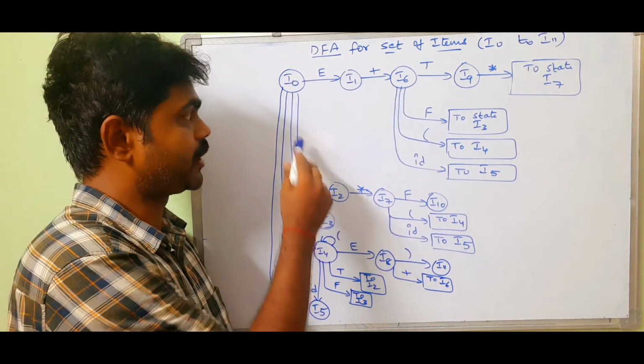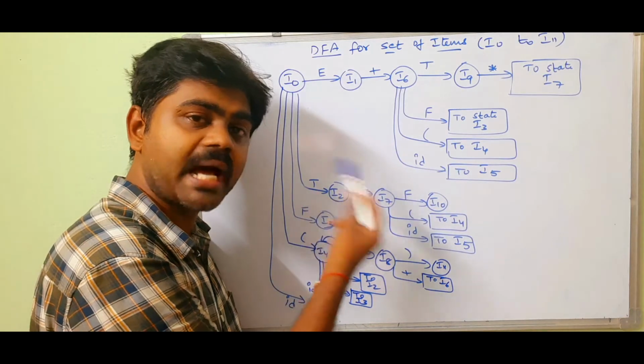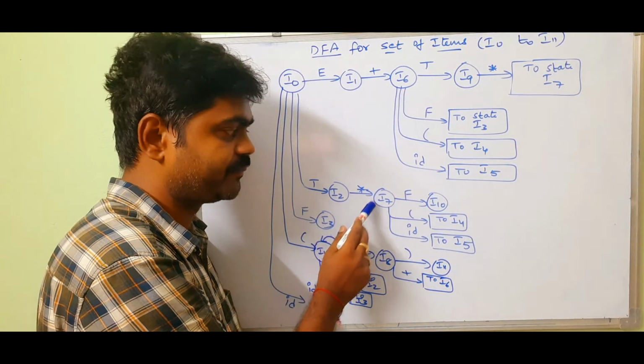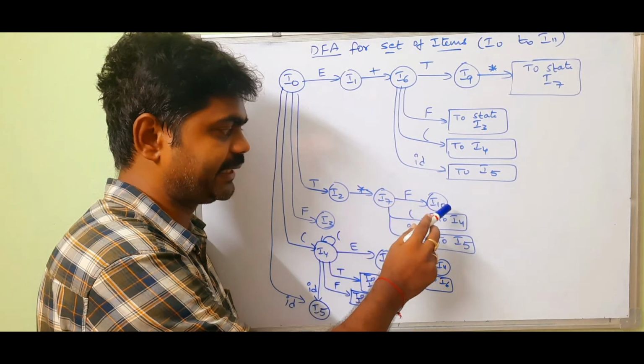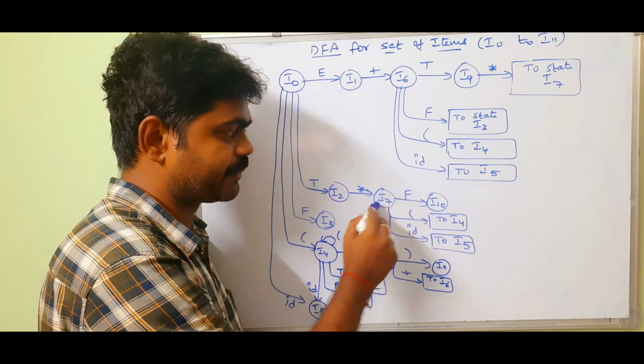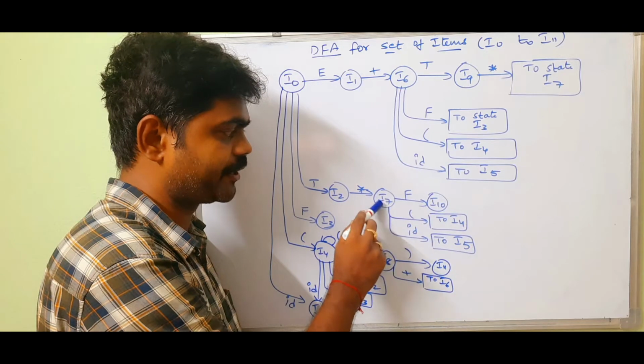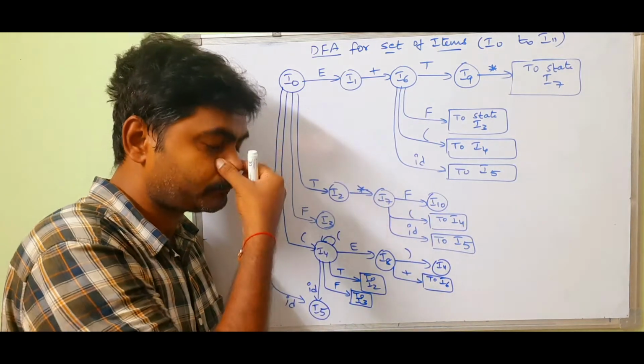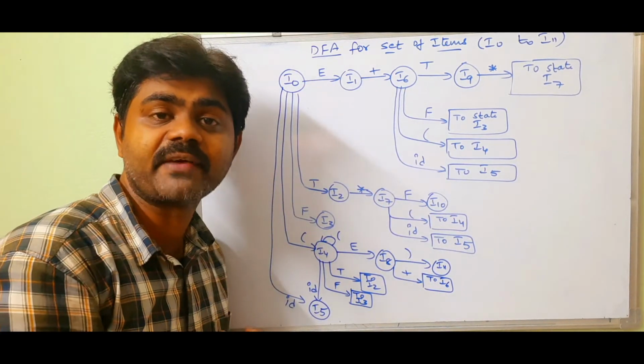And if T is applied on I0, we will go to I2. If star is applied on I2, we go to I7. If F is applied on I7, we go to I10. If open parenthesis is applied on I7, we go to I4. If ID is applied on I7, we go to I5. Like that, we will construct a deterministic finite automata.